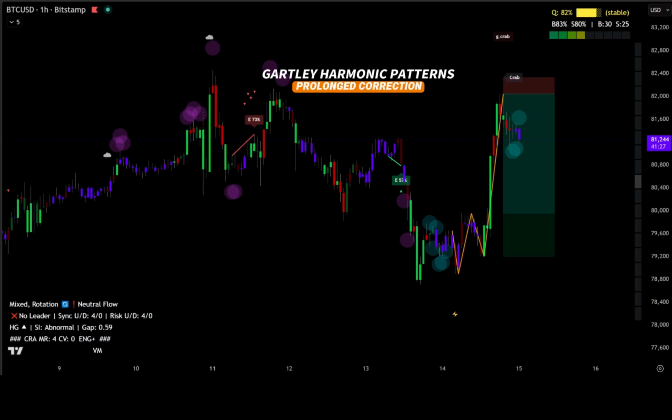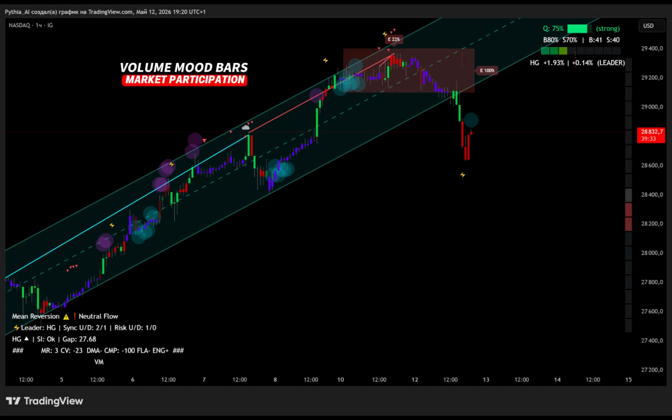The next block is Gartley Harmonic Patterns. They help identify possible correction completion zones and areas where movement continuation may become more likely. Green zones indicate movement targets. The brown zone indicates pattern invalidation. Colored volume mood bars candles.